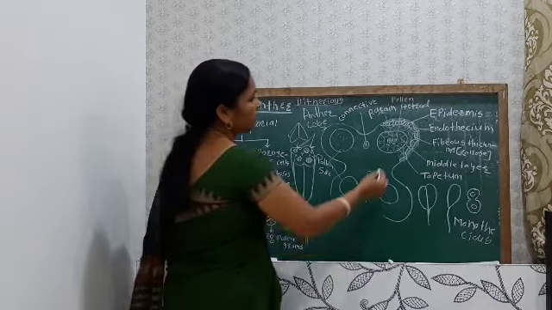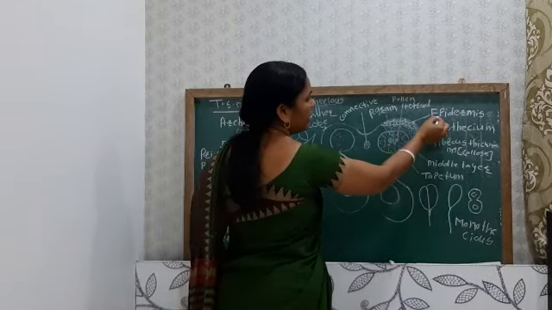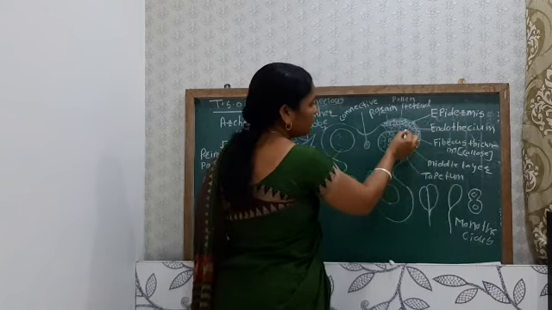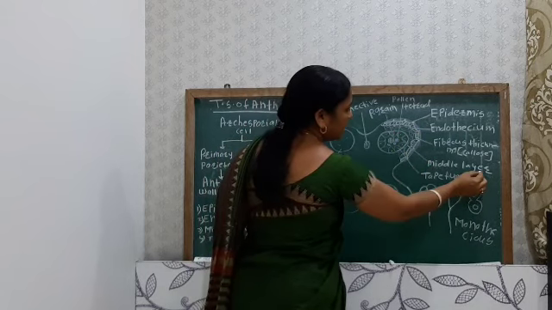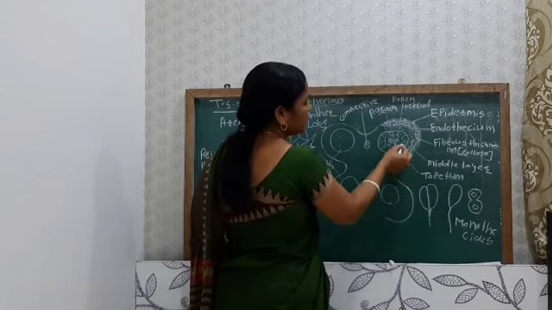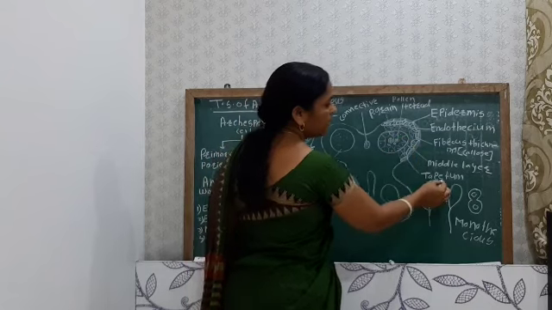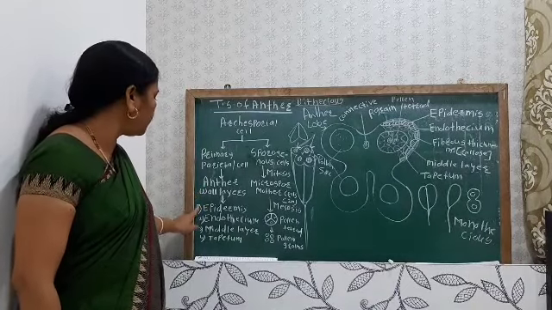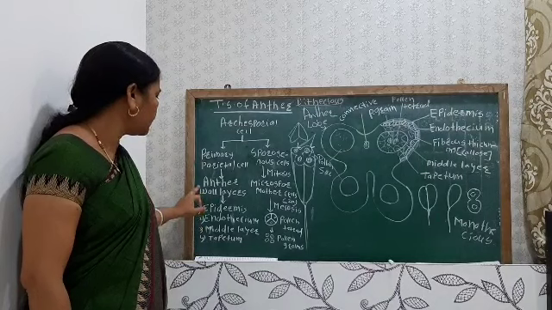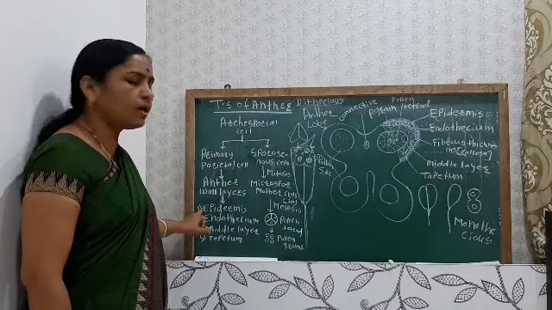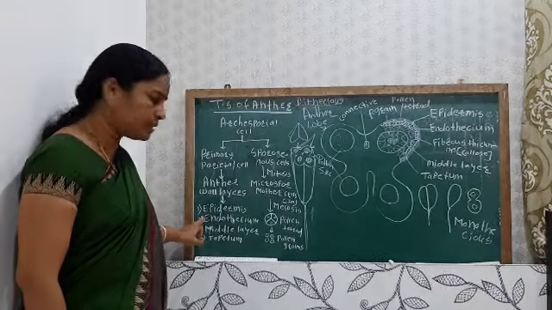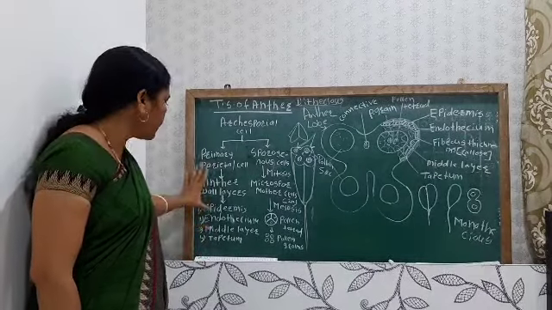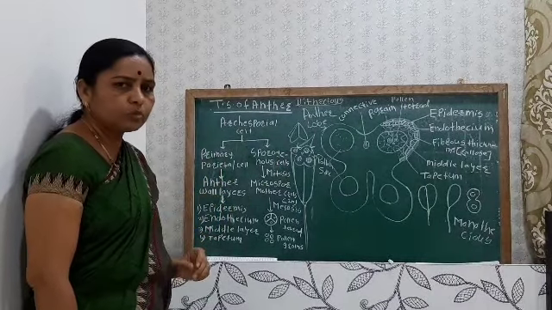Here is the anther wall: the outermost layer is the epidermis, inside which is the endothecium, then inside the endothecium is the middle layer, and inside the middle layer the innermost wall is the tapetum. So the anther wall is made up of four layers: outermost epidermis, then endothecium, then middle layer and then the tapetum. This is produced on the outer side of the sporogenous tissue.